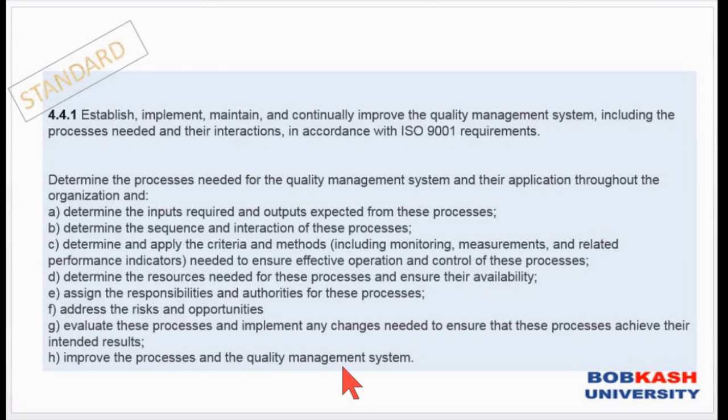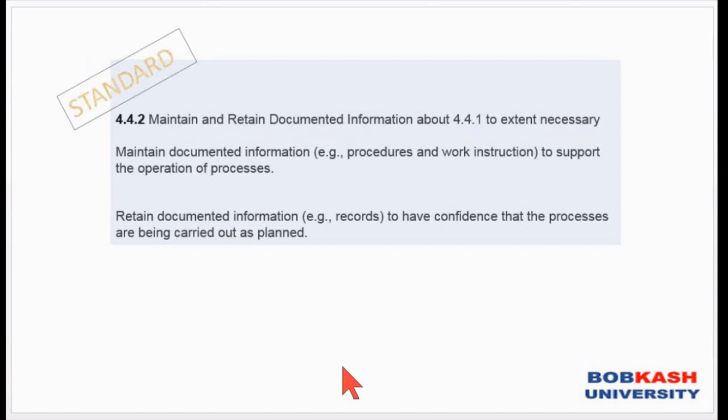So this 4.4.1 is basically on the process design: how you will design your processes, how you will create your processes, how you will determine what processes I would require. The procedure you are going to follow in the determination, in the design of the processes is nothing but 4.4.1. And what is the last subclause of clause number 4, 4.4.2?